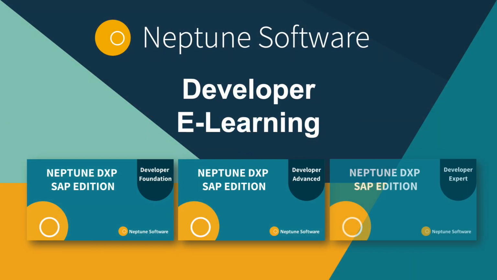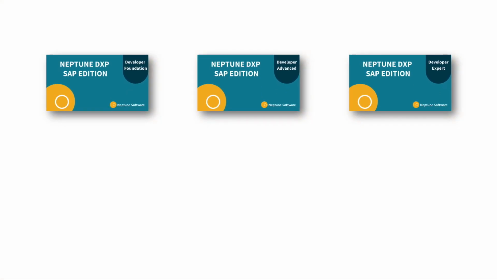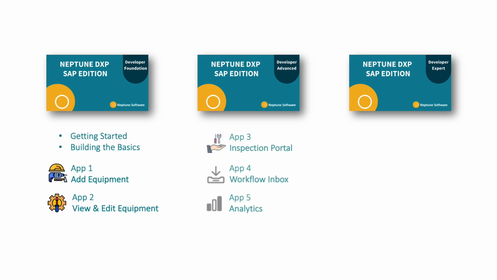This is the SAP edition course, which, like the Open edition, is split into 3 levels: Foundation, Advanced and Expert. We recommend completing at least the Foundation and Advanced courses in full, and then take on any Expert lessons where required. Here you can see the main outcomes produced during each level of the course.